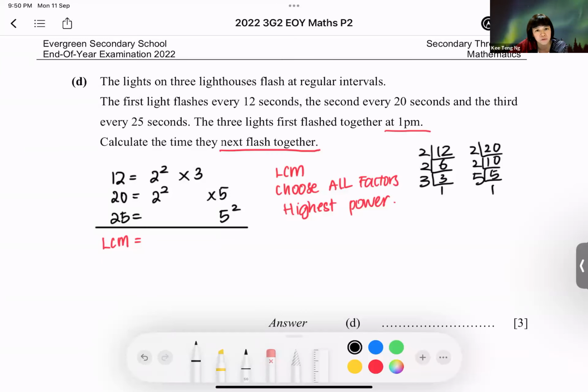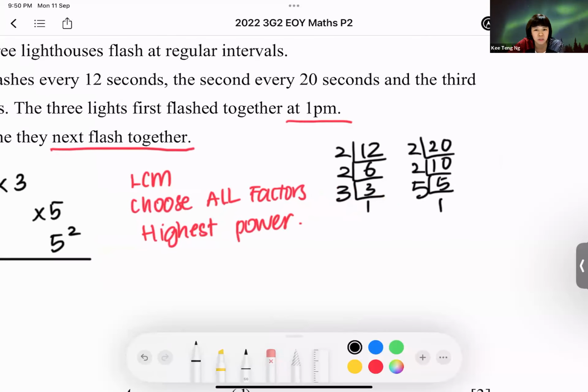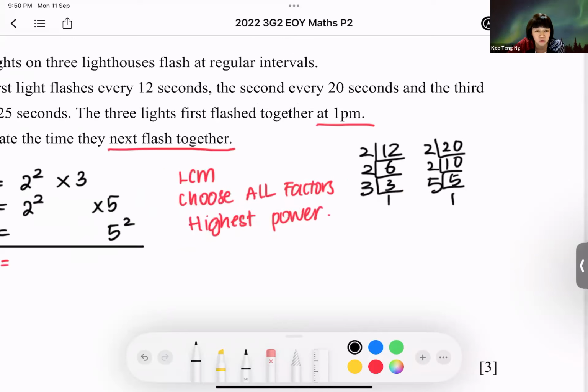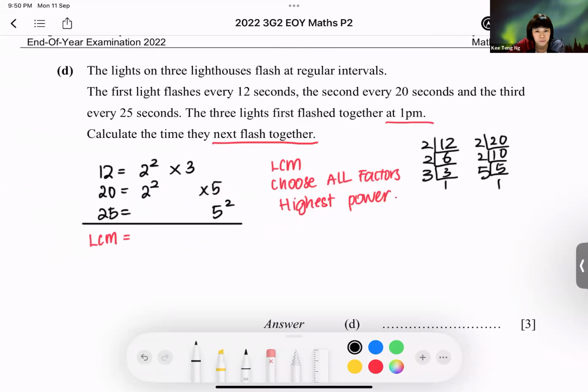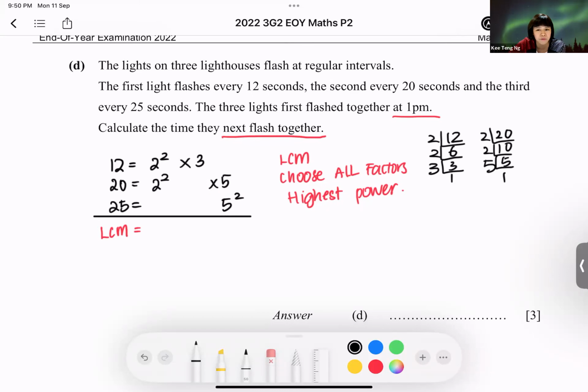The first light flashes every 12 seconds. So firstly, we'll use prime factors to solve this question. We express 12 as a product of its prime factors. Divide by 2, divide by 2, then divide by 3. So 12 is 2 squared times 3. Same for 20: divide by 2, 10, divide by 2, 5, divide by 5, 1. So I get 2 squared times 5. And last but not least, 25 is 5 times 5, so it's 5 squared.